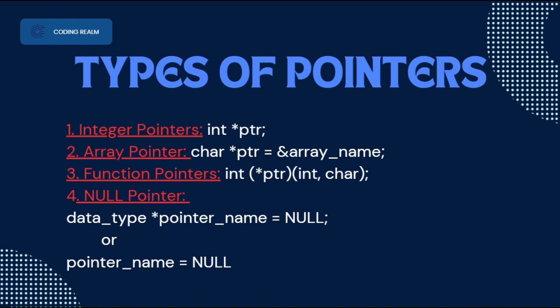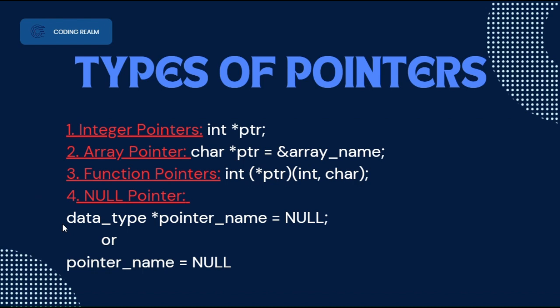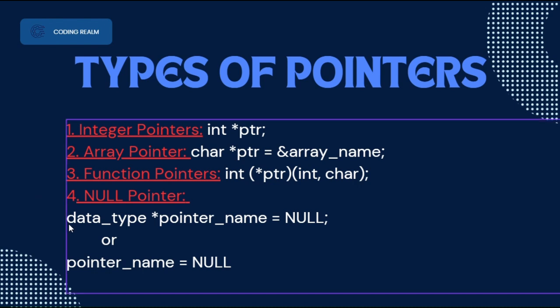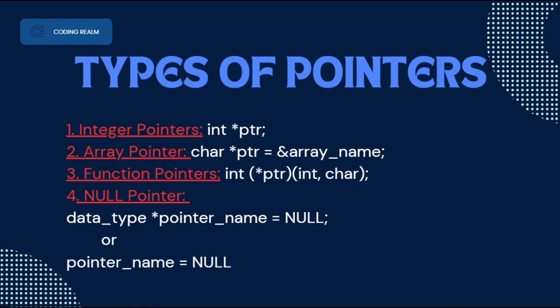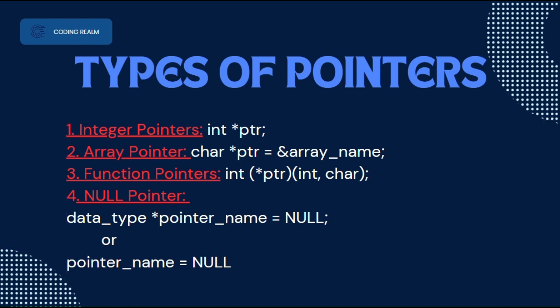Finally, the null pointer. The null pointers are those pointers that do not point to any memory location. They can be created by assigning a null value to the pointer. A pointer to any type can be assigned the null value. This is the syntax of the null value. First syntax, we put the data type, the pointer name equal to null, or we put the pointer name equal to null. These are the two methods to assign a null pointer. And this is the type of pointer that I need to use when I need to solve problems in the next video.